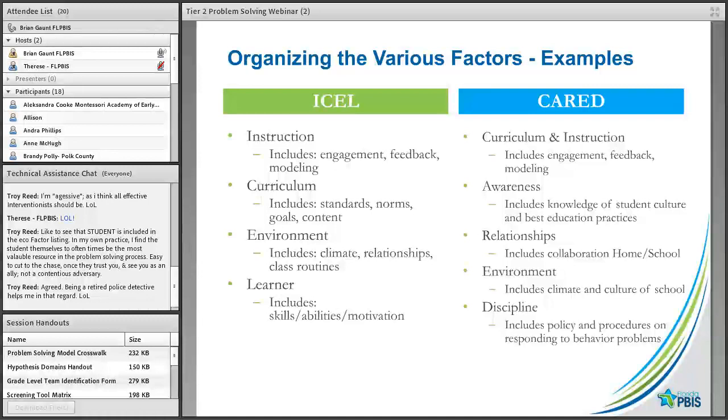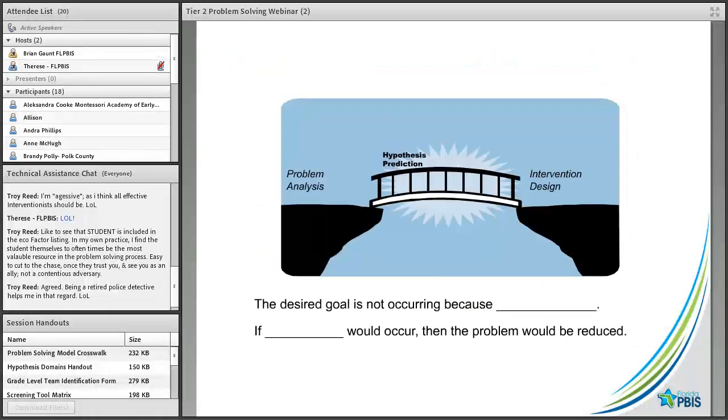Yeah, absolutely. A police detective background is going to help you a lot. Yes, I see the connection there.